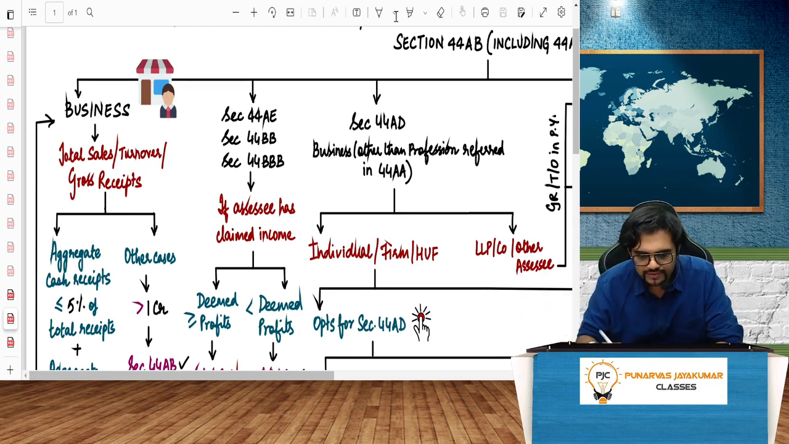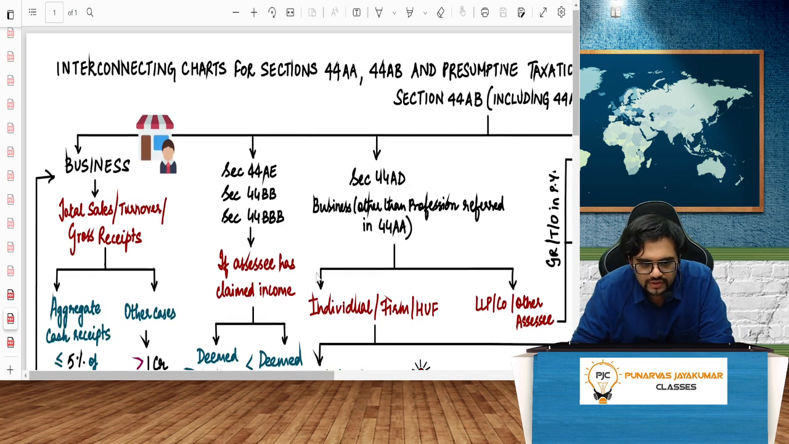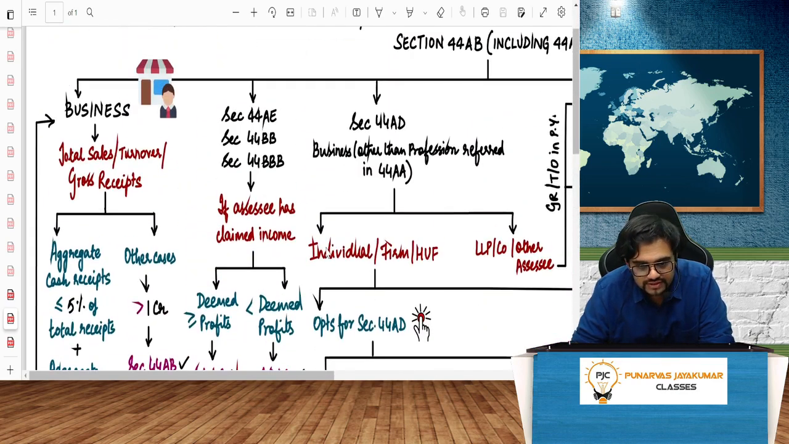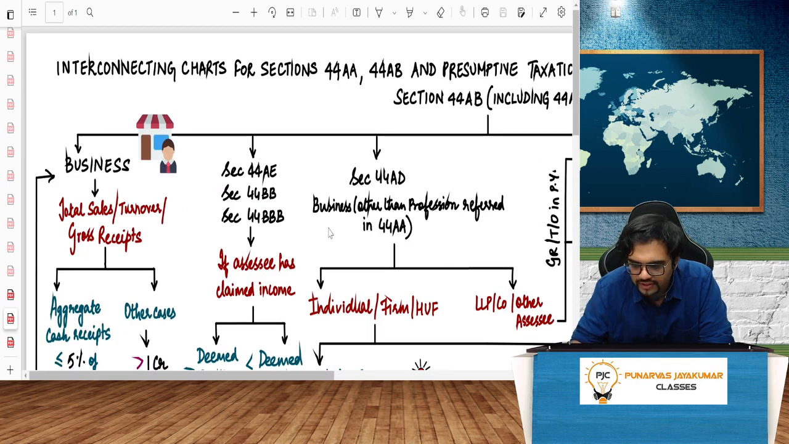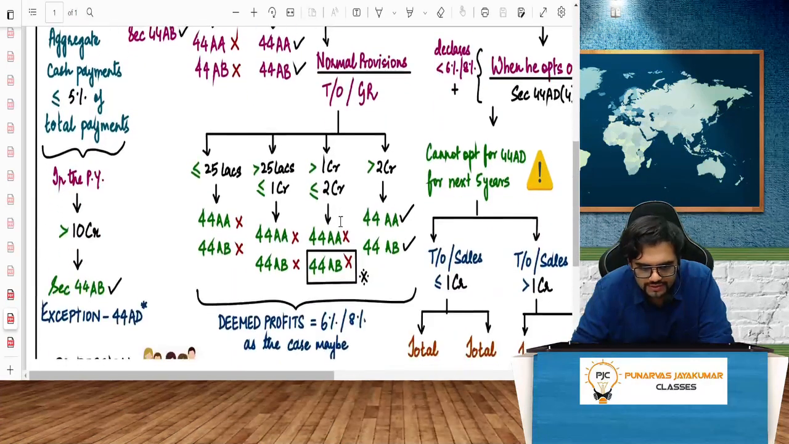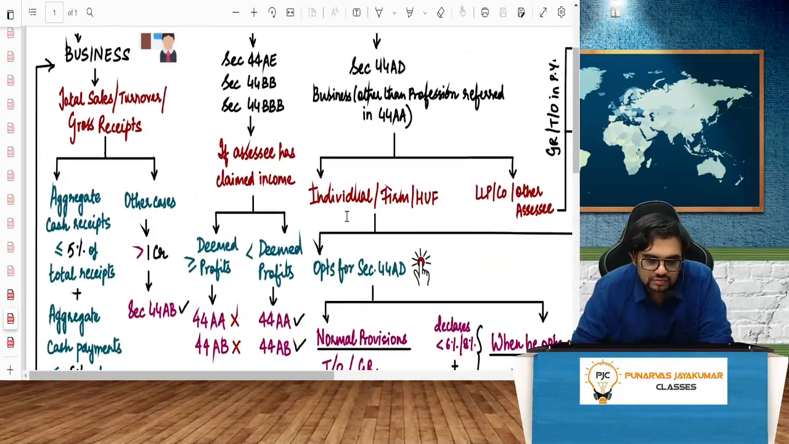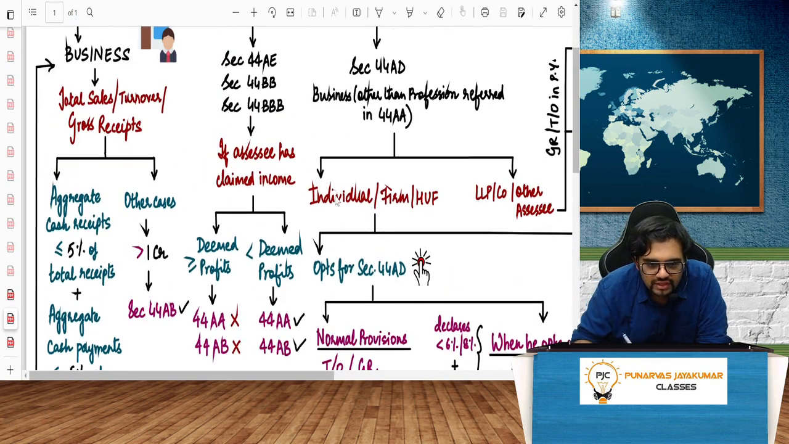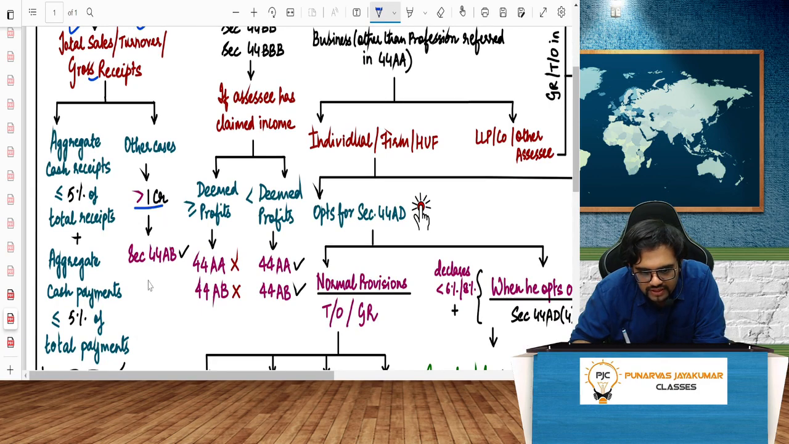Okay, come here. So, first one, business. Here let's talk about the tax audit. Now, in tax audit also, in Finance Act 21, there was an amendment. Generally, tax audit is needed when the total sales, turnover or gross receipts in the previous year is more than 1 crore. Then 44AB is needed, that we know.